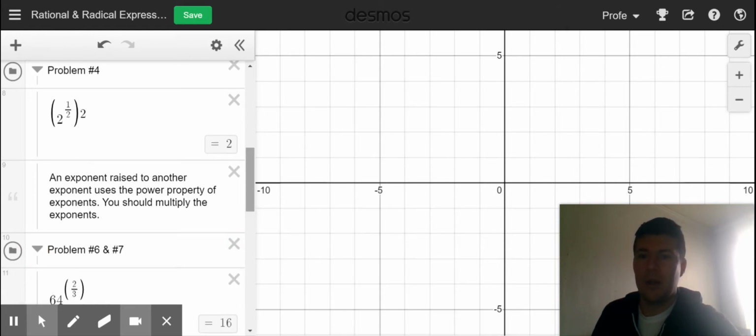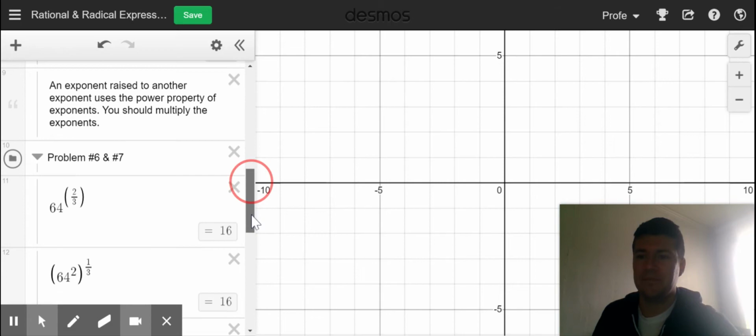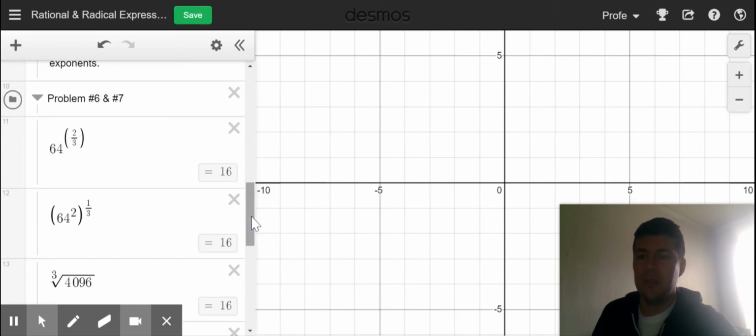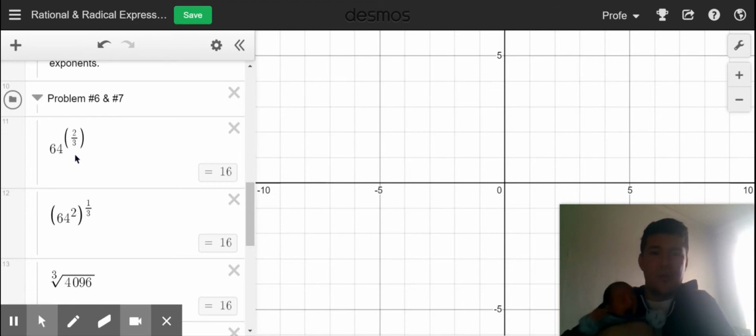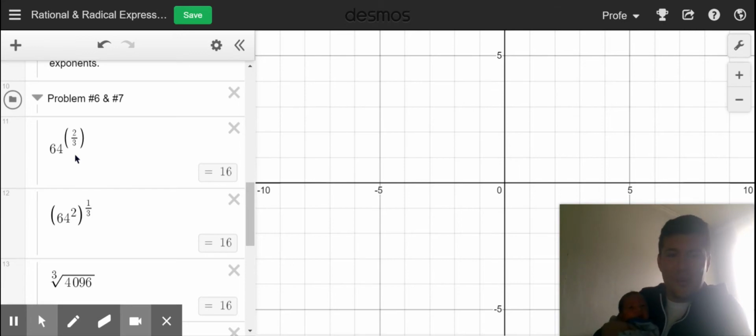Now to help you with problems 6 and 7. You've got an expression that says 64 to the 2/3. I can type that into Desmos, and Desmos tells me the value of that is 16.